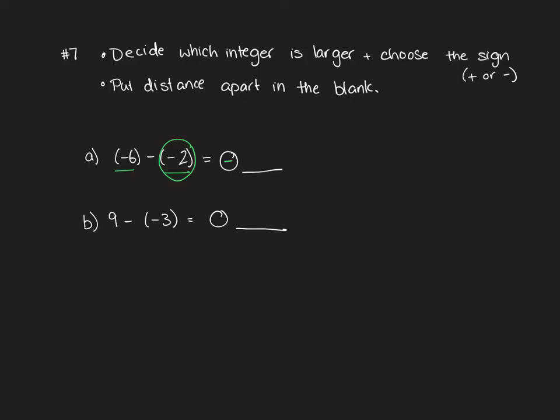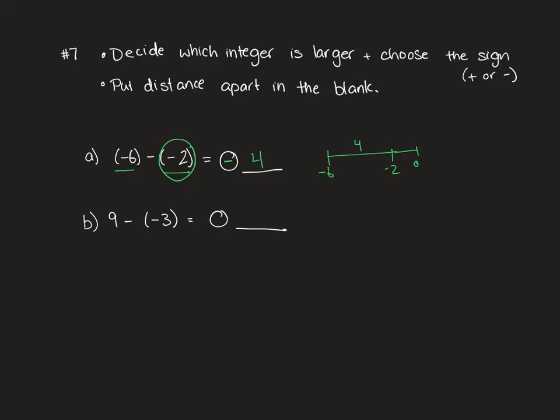Then we'll put the distance apart. So if you think of -6 to -2, it's on the same side of 0, so we don't have to cross it, so they are 4 apart. So our answer would be -4.